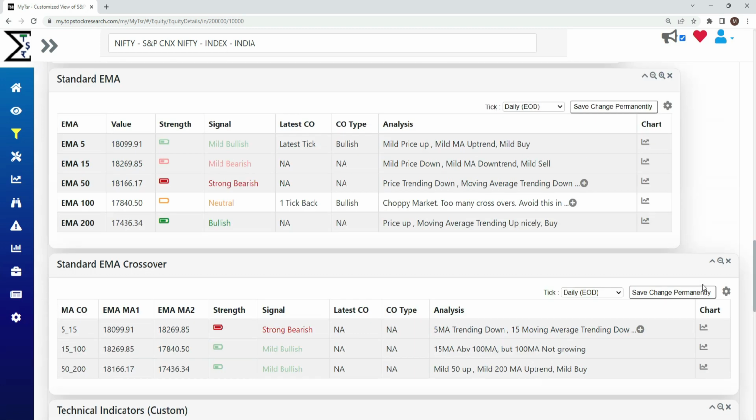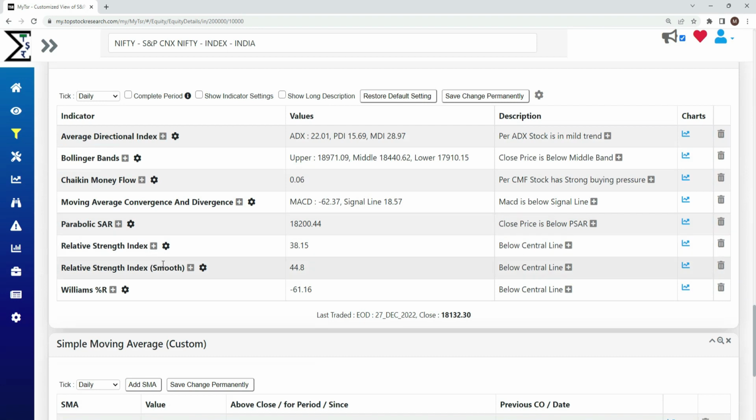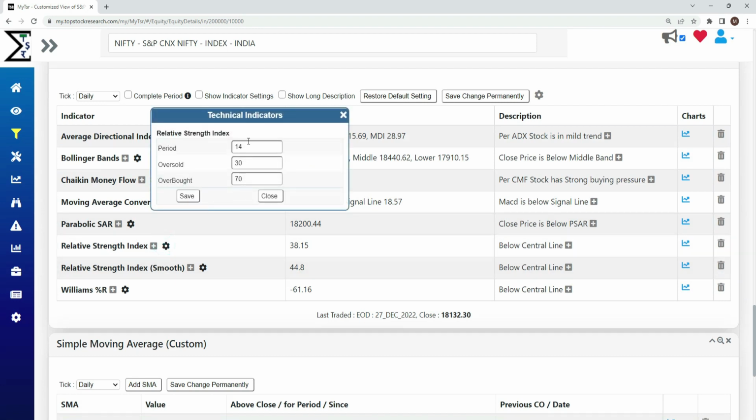Also, in relative strength index, the default value is 14. You can change it, and you can also change the overbought and oversold levels. So if you feel that 30 is not the right value for oversold and 70 is not right for overbought, you can change it to another value, and accordingly the commentary will change. For example, if we mark this as 60 and 40, let's see how the commentary changes.